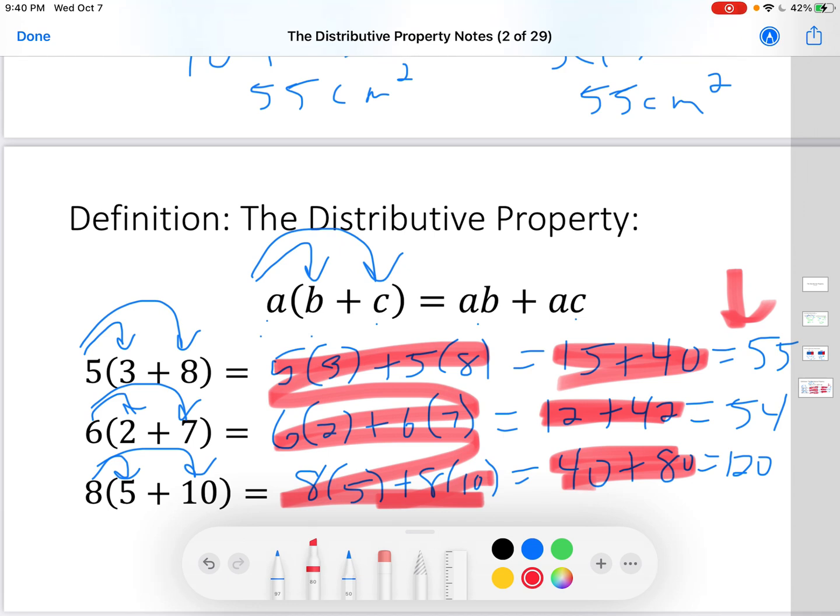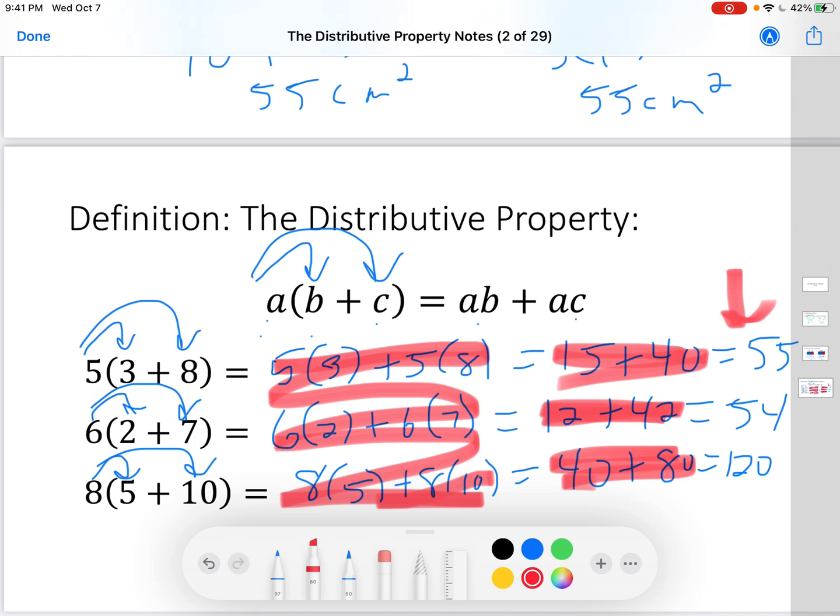Notice how this works. What is 3 plus 8? It's 11. 11 times 5 is 55. 2 plus 7 is 9. 9 times 6 is 54. 5 plus 10 is 15. 8 times 15, 120. It doesn't make any difference, but you have to know how to distribute.